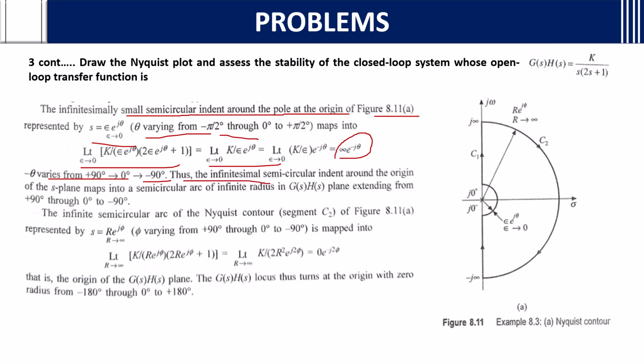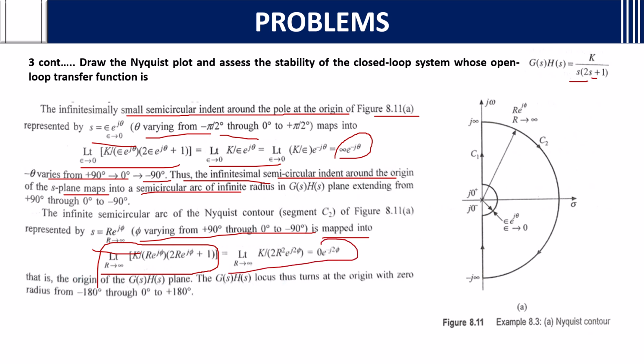Thus, the infinite semicircle indent around the origin of the s plane maps into a semicircular arc of infinite radius extending from plus 90 degree through 0 to minus 90 degree. The infinite semicircular arc of the Nyquist contour of figure 8.11a, where phi varies from plus 90 degree through 0 to minus 90 degree, is mapped to what? In the place of s, you will substitute R into e power j phi. If you substitute, you will finally get 0 into e power j 2 phi. In the place of R, if you substitute infinity, you will get this.